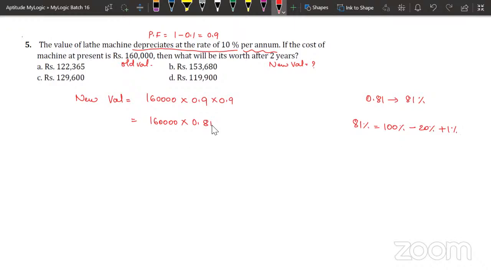So instead of multiplying by 0.81, find out what is 81% of 1,60,000. Now, what is 100%? 1,60,000, right? What is 20% of this? 10% is 16,000, 20% is double of that, which is 32,000. And add 1%, which is 1,600. Now, 1,60,000 minus 32,000 is 1,28,000, plus 1,600 is 1,29,600. Understood?